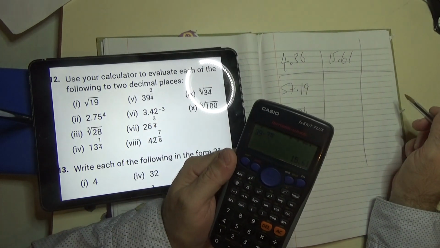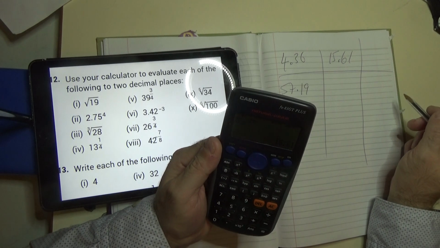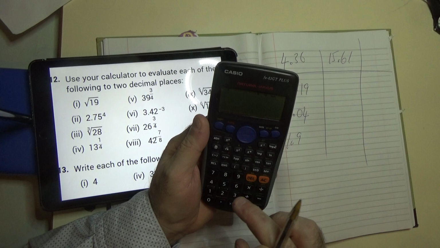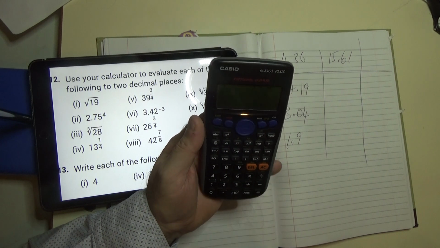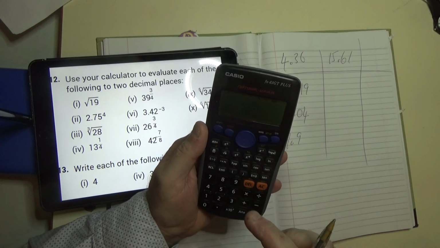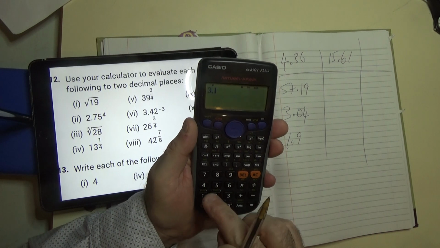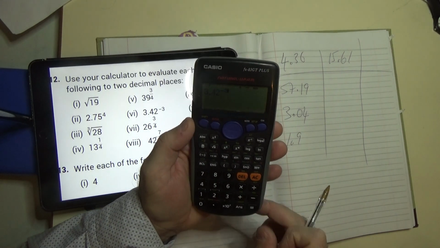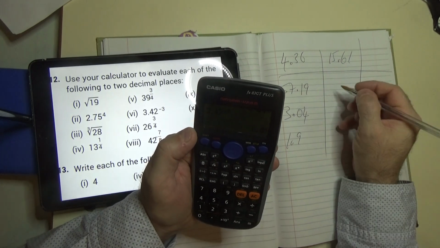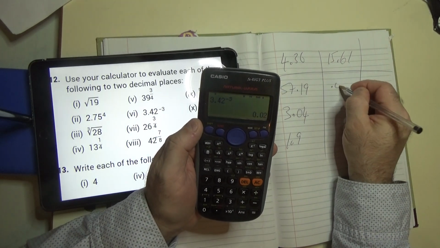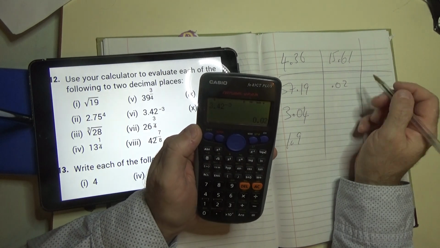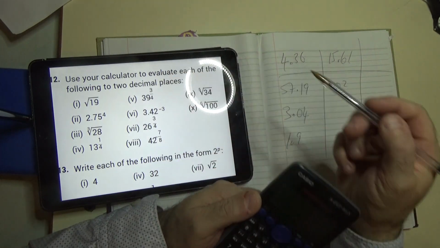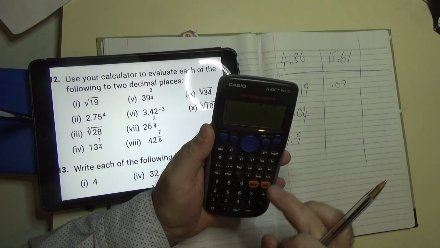Okay, now 3.42 to the negative 3. I might as well just let the calculator do everything. I could start applying some rules. I could go 1 over 3.42 cubed, but why would I bother? 3.42 to the power of negative 3, shift equals 0.02. Now they said they only wanted the 2 decimal places. There's a richness of data going on out here, but I'm following instructions, so I'll leave it at that.